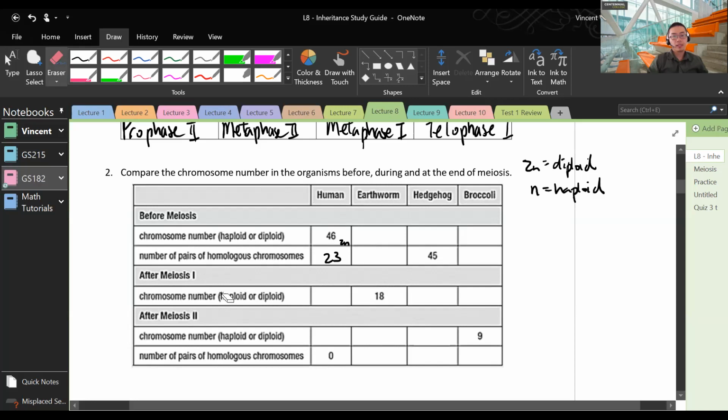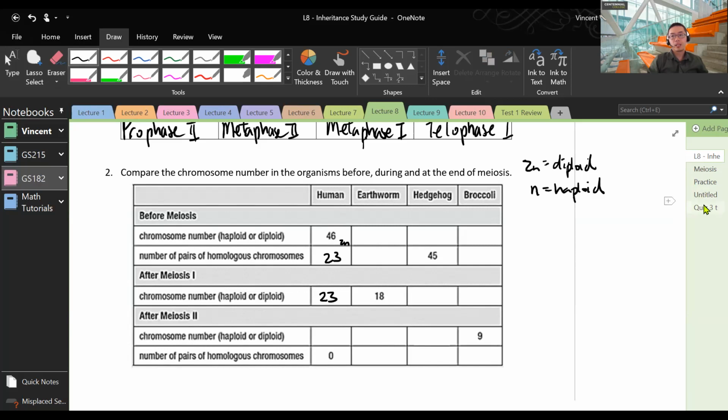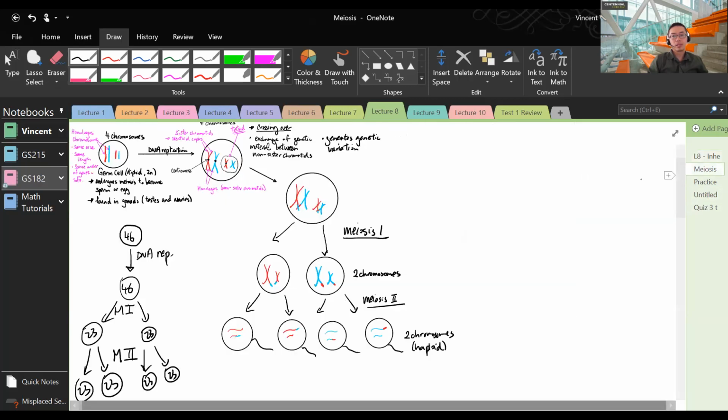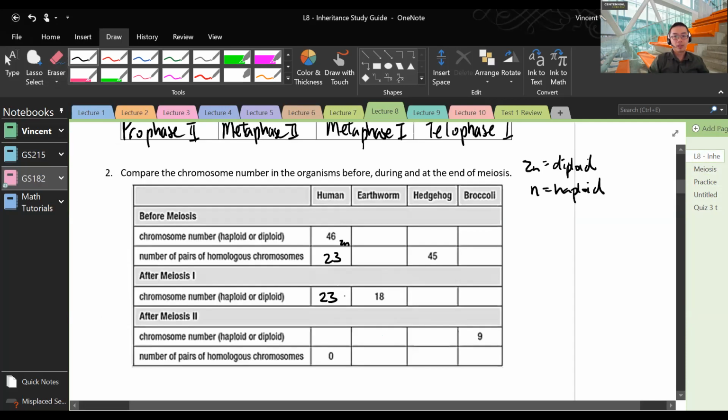After meiosis 1, chromosome number will be 23. We drew it out, right? Where was it? Right here. See, after the first division, if you started with 4, now we have half of it, right? Because the chromatids are still stuck together. Okay, and this is going to be haploid. So just n.